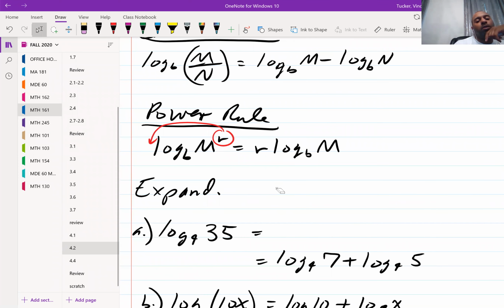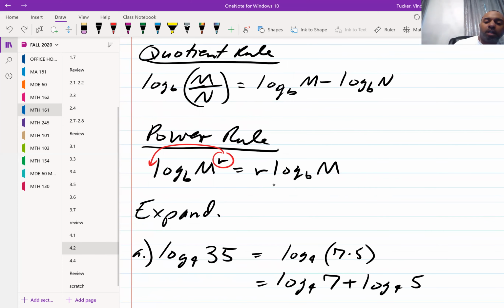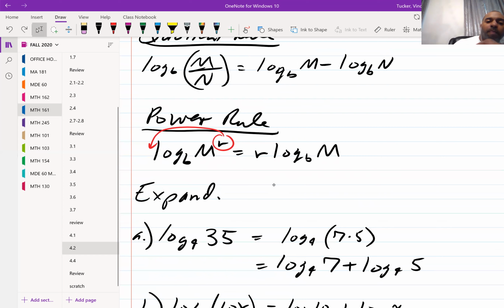All right. So they may ask us to expand an expression. If I have log base 4 of 35, I can break up that 35 into 7 times 5. And then that 7 times 5 lets me break it up into log base 4 of 7 plus log base 4 of 5.